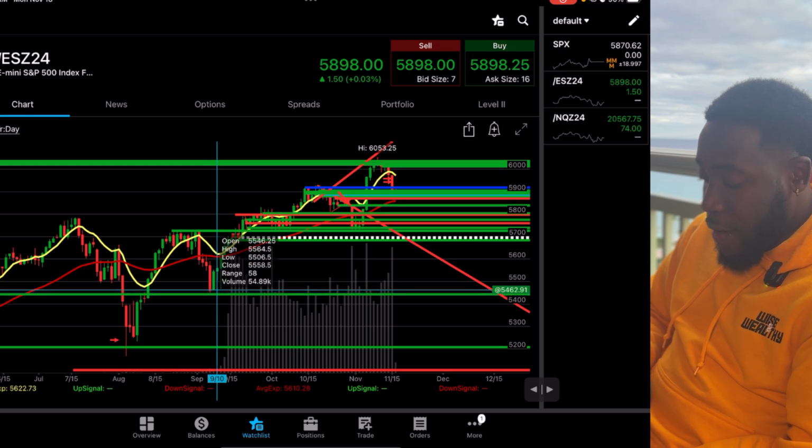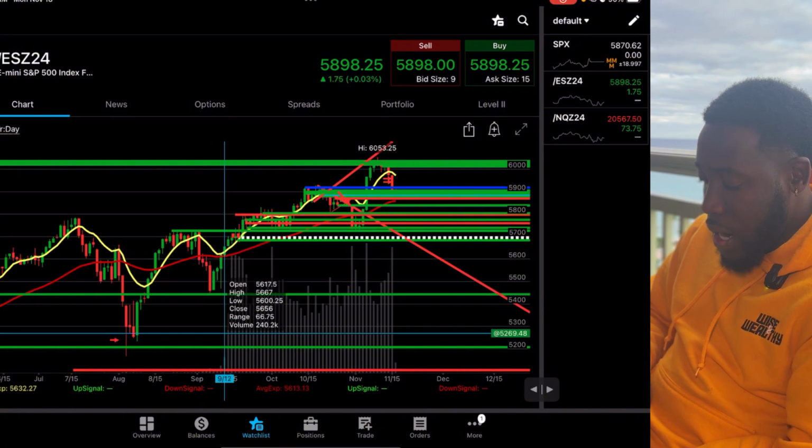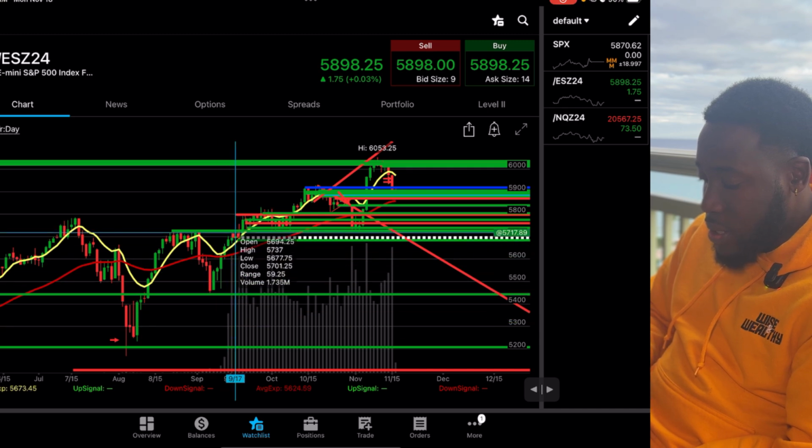Now, after the green light, we're looking at the yellow light. So the yellow light is saying, who are we touching first? Are we getting down to 5,200, or are we going to be rising up all the way to 5,700?